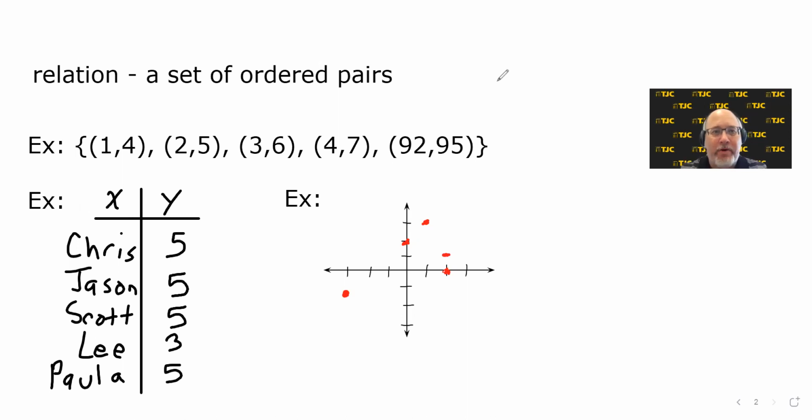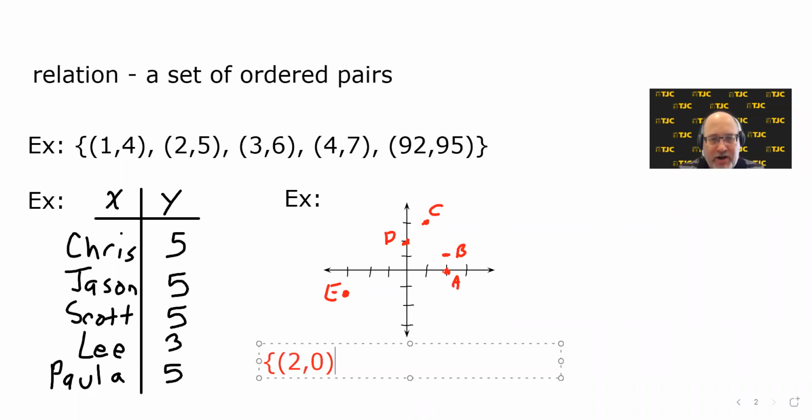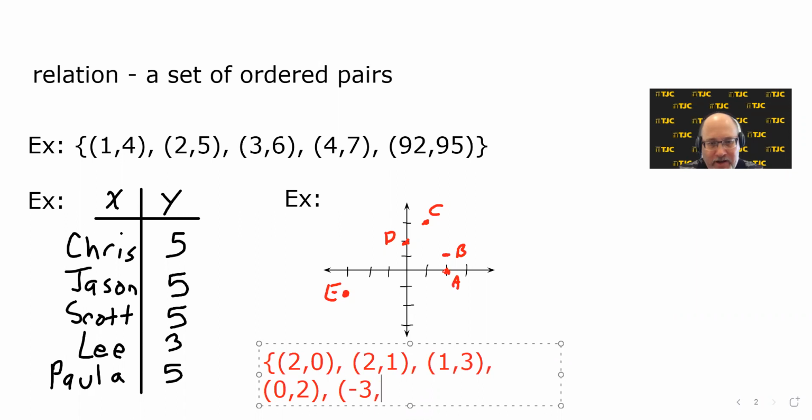I could actually type out what relation this is by simply giving each ordered pair. And I'm going to label them A, B, C, D, and E, just so that you know which ones I'm doing, which order. We'll call this one A, this one B, this one C, this one D, and this one E. And so the ordered pairs, in the order associated with their labels, would be: the first ordered pair is 2, 0. The second is 2, 1. The third is 1, 3. The fourth is 0, 2. And the fifth is -3, -1.